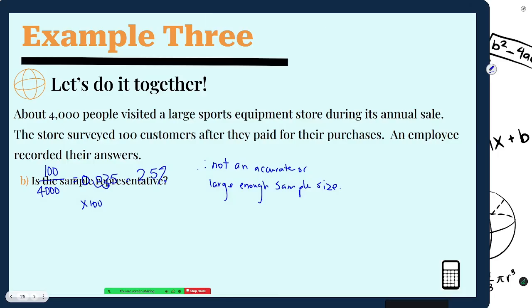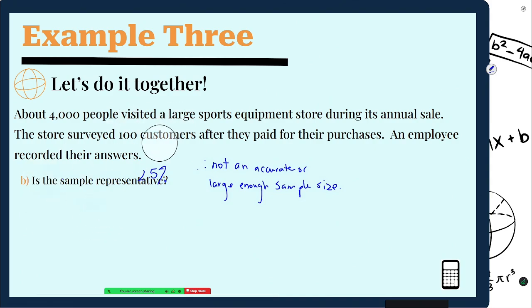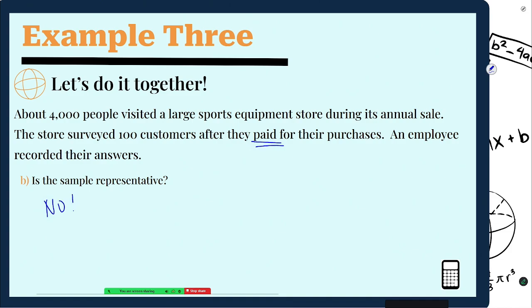The second part of that question, now that we know the sample size isn't enough, is the sample representative? Are we asking enough people? Is it fair and typical of the entire population? Well, we've already established that all we're doing is asking those who paid. So if we're only asking people who paid, are they representative? Definitely not. They're not representative because you only surveyed people who bought or made a purchase.